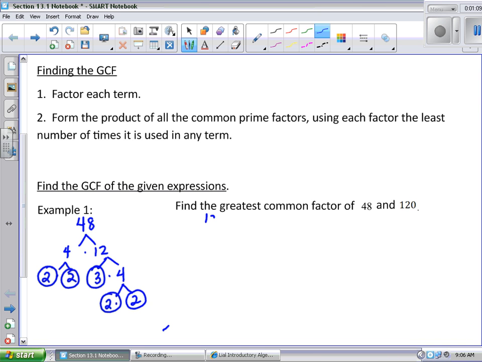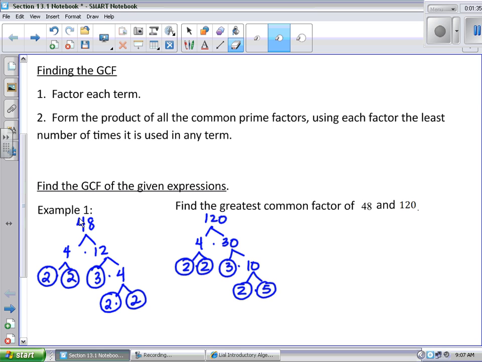If I factor 120, 120 is 4 times 30. 4 factors as 2 times 2. I'm going to circle my primes. 30 is 3 times 10. 3 is prime, and 10 is 2 times 5. Now, you could have chosen different numbers to factor that, and we all wind up with the same list of prime factors at the end.